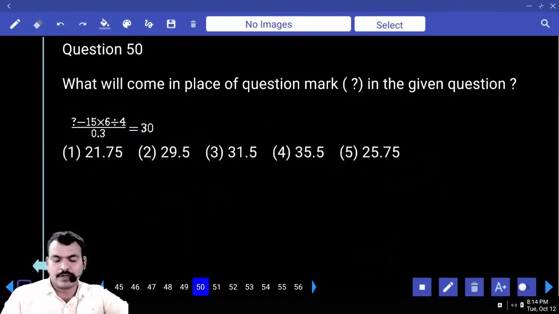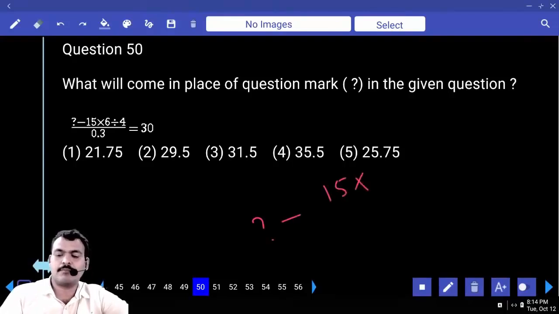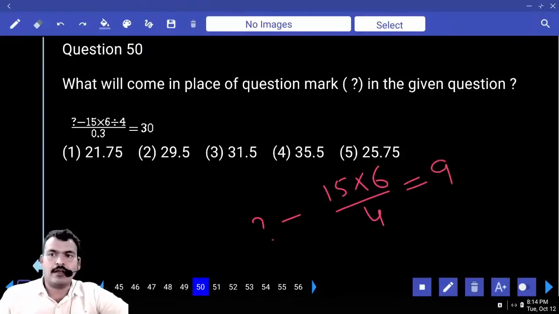Next question number 15. First, the denominator becomes 30 into 0.3 times, or not? What is the 30 into 0.3 times? 9, or not? Then question mark minus 15 into 6 by how much value? 4. It is equal to how much value? 9, or not? 15 6 is how much?